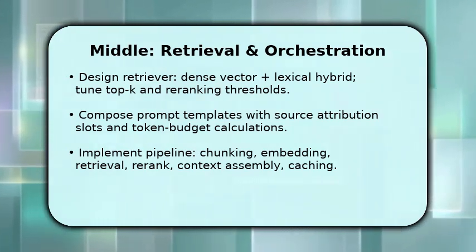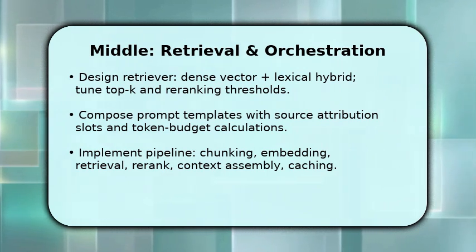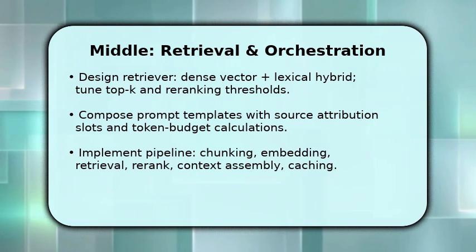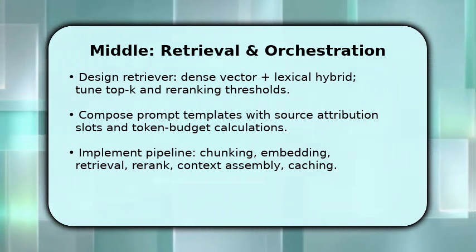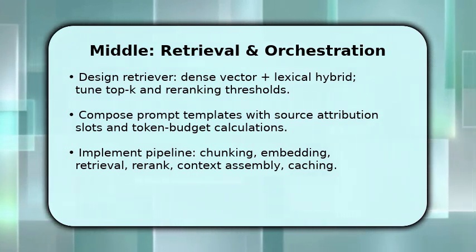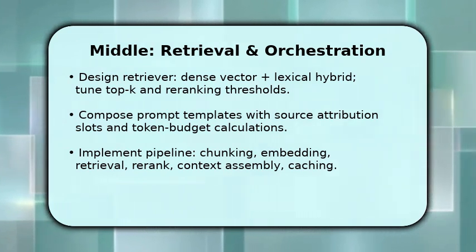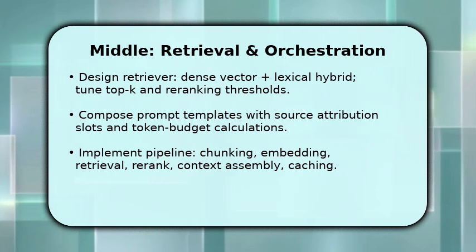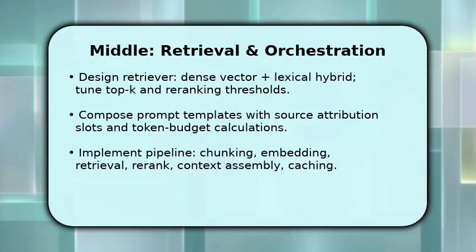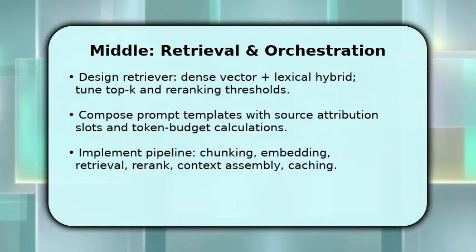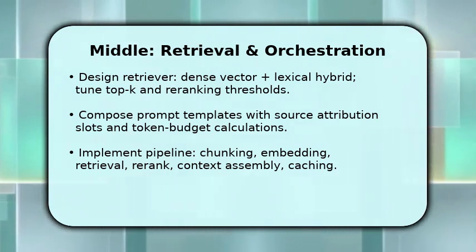Start with chunking heuristics for your documents, then embed chunks and tune your retriever using a dense plus lexical hybrid to catch edge cases. Once retrieval returns candidates, re-rank and assemble context respecting token budgets and craft prompt templates that include attribution fields. Also implement caching for repeated queries and async batching to improve throughput. Make sure monitoring captures relevance and latency so you can iterate fast.